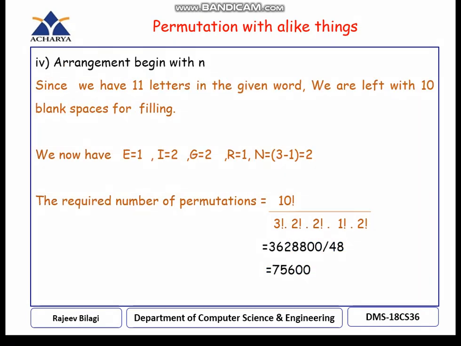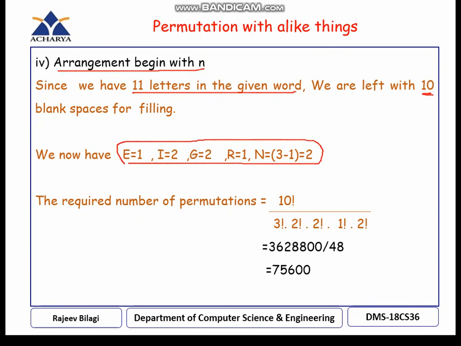Okay, the last one is arrangements that will begin with N. If you look, there are 11 letters in the given word. If I begin with one letter N, I am left with 10 other letters. So for those 10 I have this option: 1, 2 plus 2 plus 1, and this is C2.